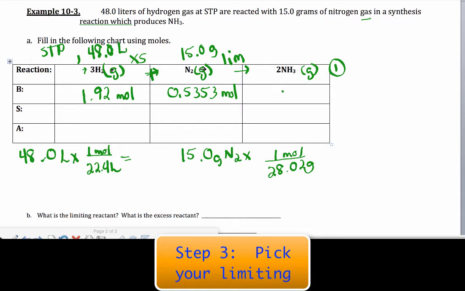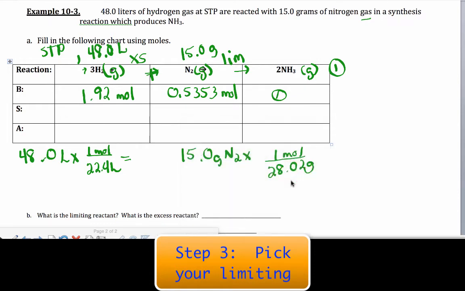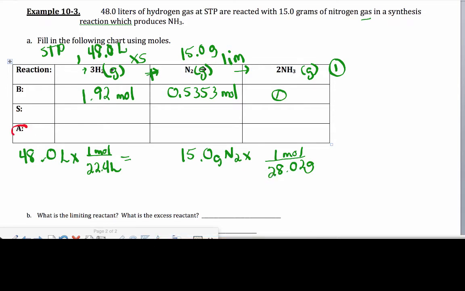Now, some of you may not have seen that, and that's okay. What I'm asking you to do here is just pick one. Just pick something to be the limiting reactant, and if you get a negative number at the A step, you know you picked the wrong one. Erase, go back. It's not a whole lot of work. All right? So nitrogen is our limiting.